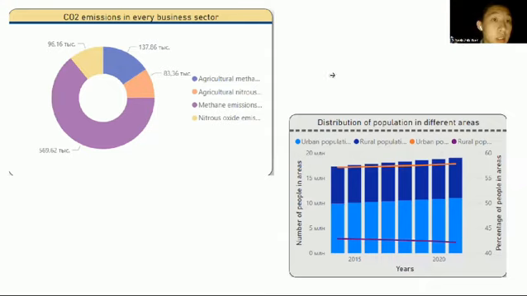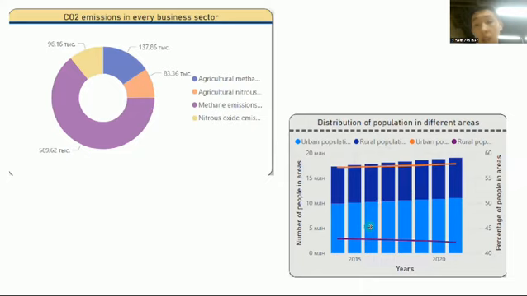So the next one is about core emission, and I have chosen four sectors: agriculture, methane emission, and nitrous oxide. And these are the four types of emission, and I used a chart for illustrating, and we can see that the most danger comes from methane, the second one comes from nitrous oxide, and the third one comes from agriculture.